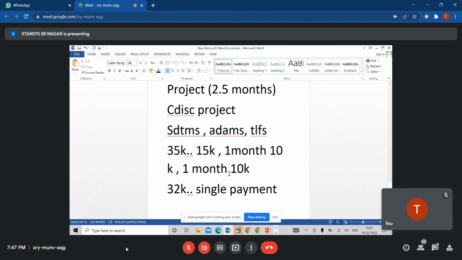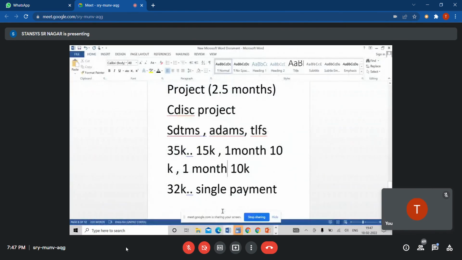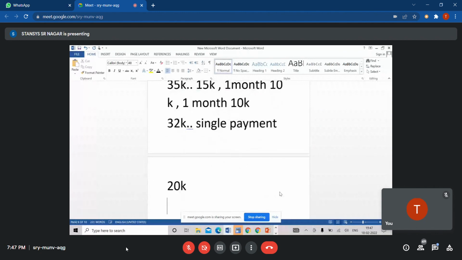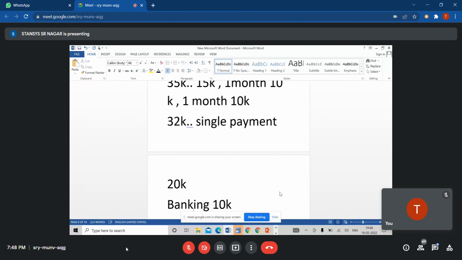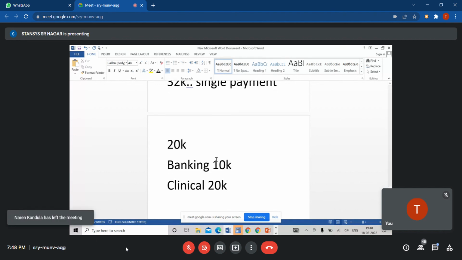SAS base and advance fees, any installments? If anybody wants to learn only base and advance, the fee will be 20K, excluding the project. If anybody wants to take the banking project, it is 10K extra, and for clinical it is 20K extra. If you take both at a time, for banking SAS we provide 20 plus 10 equals 30, so we are providing it for 25. And for clinical, 20 plus 20 equals 40, so we are providing it for 35.